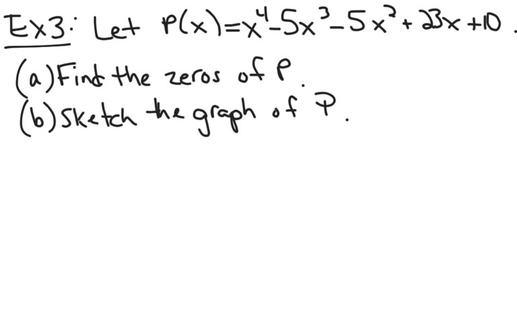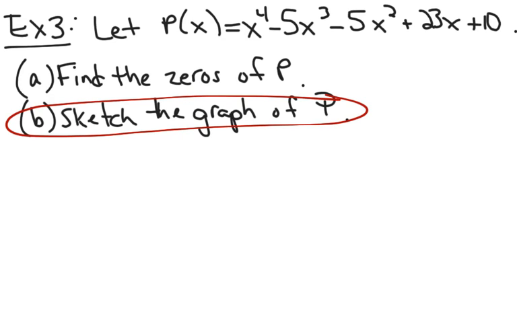In example 3, we want to let p of x equal x to the 4th minus 5x cubed minus 5x squared plus 23x plus 10. Let's find the zeros of p and sketch the graph of p. Well, for sketching the graph of p, I assume that you can just plug that into your calculator and look at the graph. What I want to do is focus on finding all the solutions.